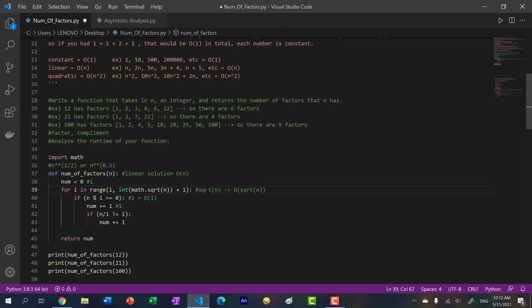Okay, so that's it for this example on runtime analysis and working on improving our algorithms, making them more efficient. So just to reiterate, we start with linear, then we've improved it a little bit by halving the number of iterations. So we start with n, then we had n over 2, but both are linear. And then we found a better solution, which is square root of n. So that is O of square root of n.